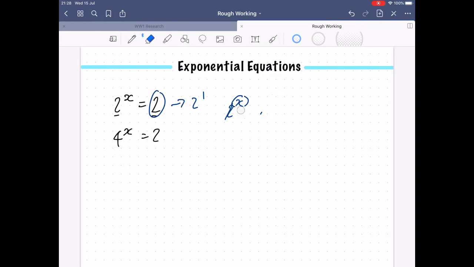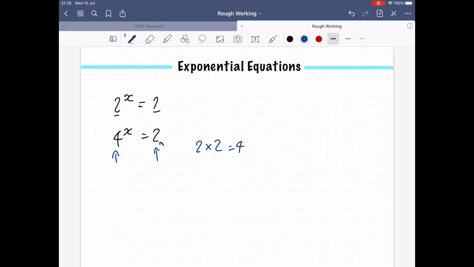So if we apply this logic of getting a common base and then equating them to get an equation without any indices, how can we change this 4 to be a 2? Because we always try to change the bigger number into a smaller one, at least most of the time. So a 4, we have to write with a base of 2. How many 2's make up 4? Well, 2 times 2 makes 4, and 2 times 2 can be written as 2 squared, because it's 2 lots of 2. And don't forget the x, you just carry that down. So 4 to the power of x is just 2 to the power of 2x.